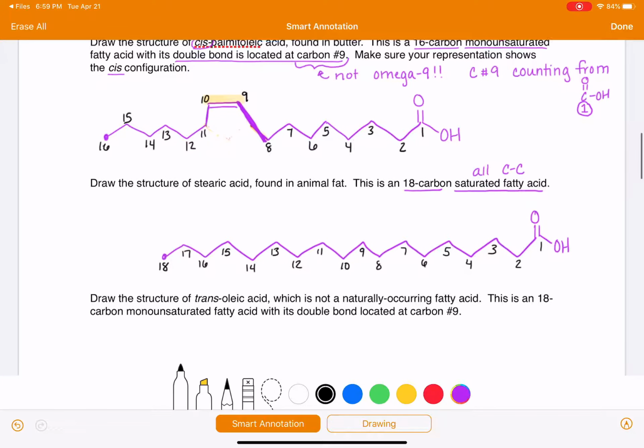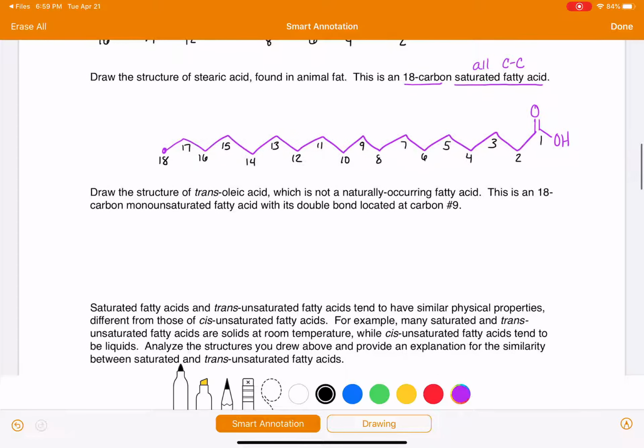The last one that we are going to draw is trans-oleic acid. 18 carbons, monounsaturated, so that means one carbon-carbon double bond. The double bond is located at carbon number 9, and they didn't say omega anywhere, so this is not omega-9. This is carbon number 9 when we're counting from the beginning.